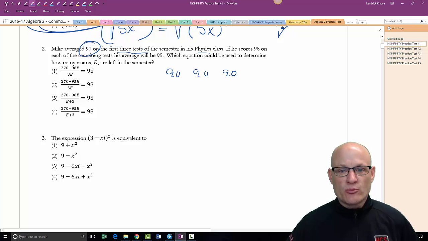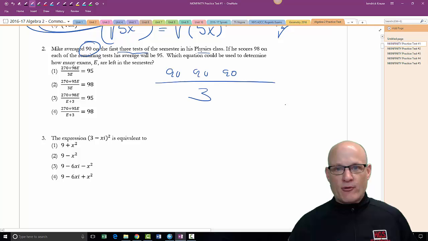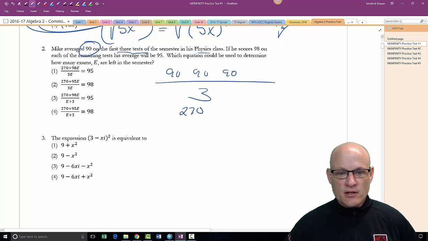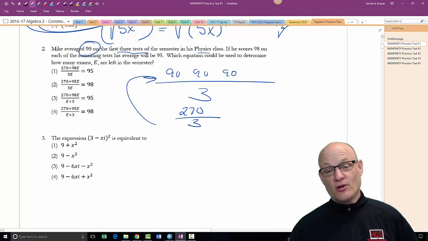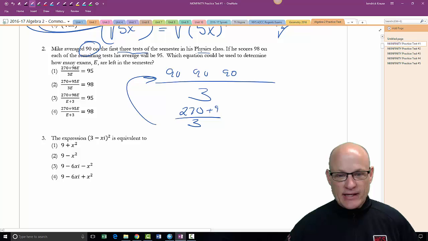Which equation would be used to determine how many exams there are? Well, currently, I'm going to divide by 3. That would be his average. 270 divided by 3 gives me an average of 90. Now I'm going to add a 98, and add another 98.